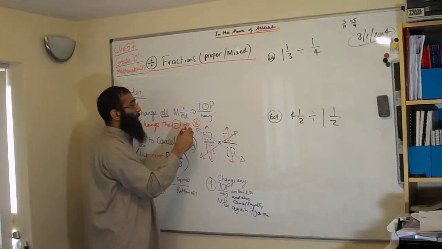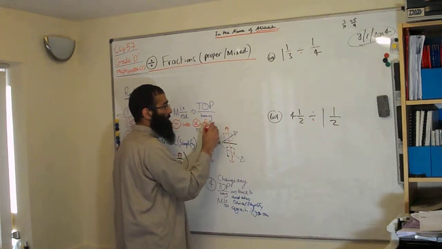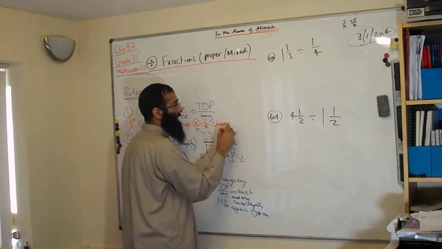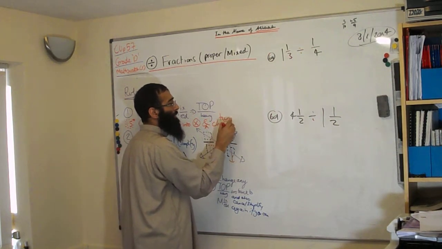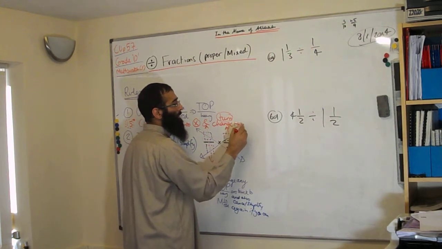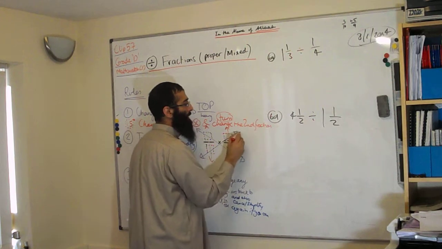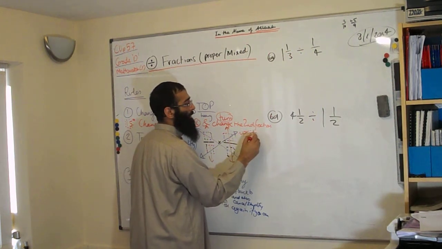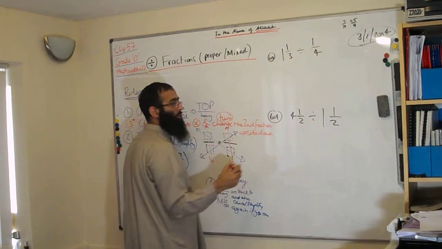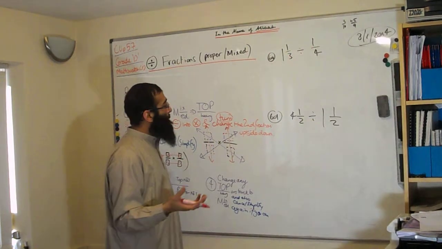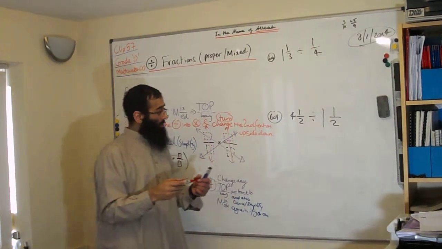Change the division into times, and change, or we say turn, the second fraction upside down. Or we invert it, there's another way of looking at it. So let's have a look now.